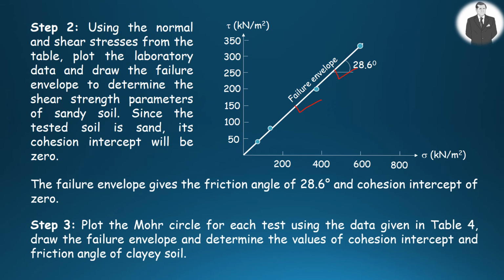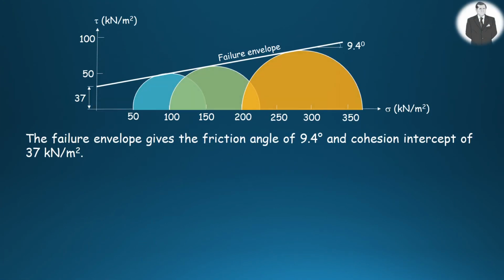In the third step, the Mohr circles for each test using the data provided in Table 4 are plotted, and the failure envelope is drawn, and the values of cohesion intercept and the friction angle of clay soil are determined. The failure envelope brings forth the friction angle of 9.4 degrees and cohesion intercept of 37 kilonewton per square meter.